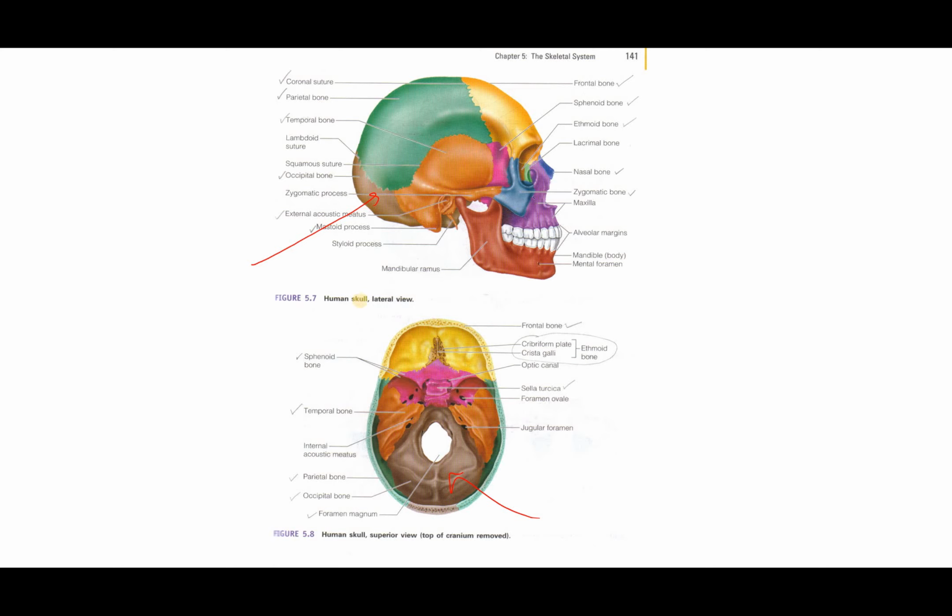Okay, the big hole you see here is the foramen magnum. There's the foramen magnum. Foramen is a hole, magnum is big. The spinal cord goes through that.